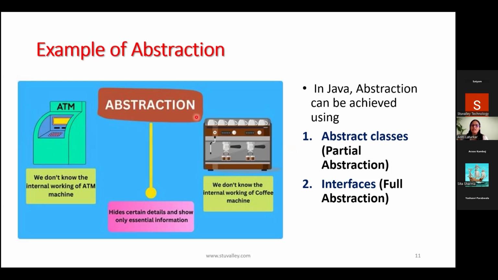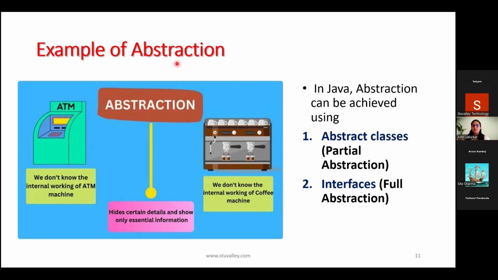So abstraction, basically, in a coffee vending machine, we are putting all the ingredients: coffee, sugar, milk powder, water, everything we are putting into it, right? We don't know how it is internally mixing all these ingredients and giving you the coffee. So it is also hiding from you the internal working of the coffee machine. It is only showing you the important part, or it is only releasing the coffee for you. So we are hiding certain details and showing only essential information. This is the concept of abstraction.